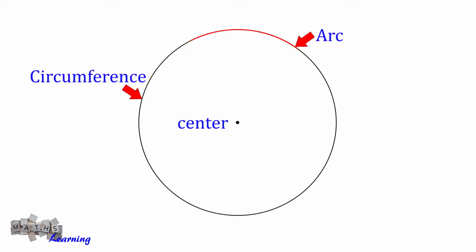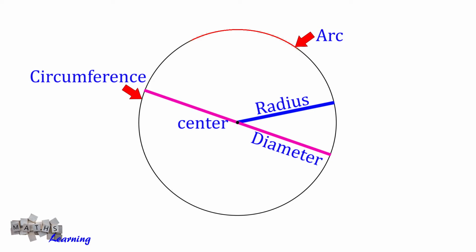Any part of the circumference is called an arc. A line drawn from the centre of the circle to the circumference is called the radius. A straight line drawn from one part of the circumference to another which goes through the centre is called the diameter. The diameter is twice the length of the radius, as you should be able to work out from the diagram. A straight line which does not go through the centre is called a chord.